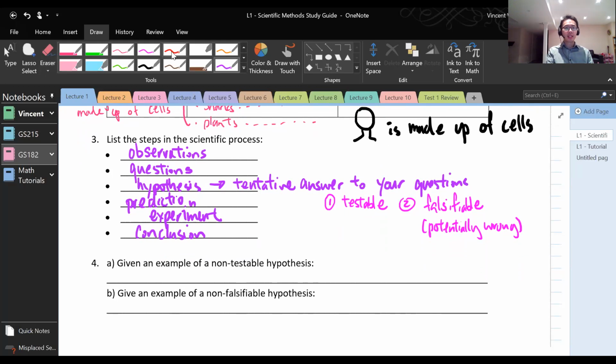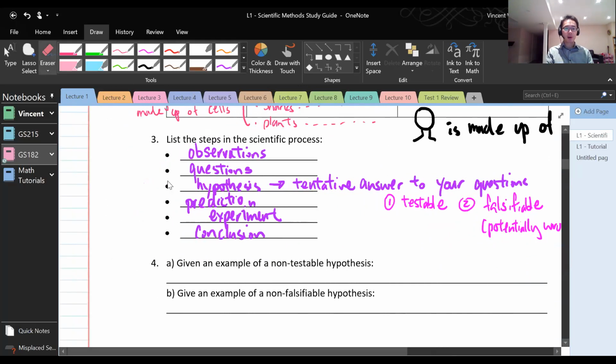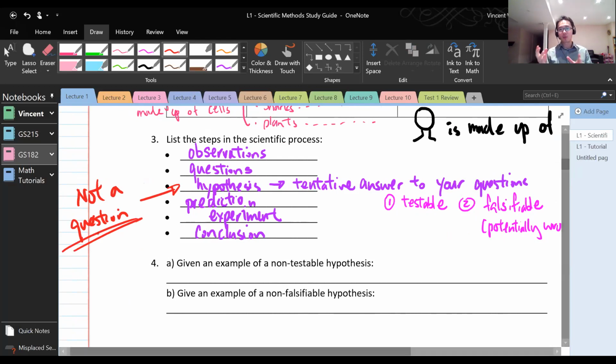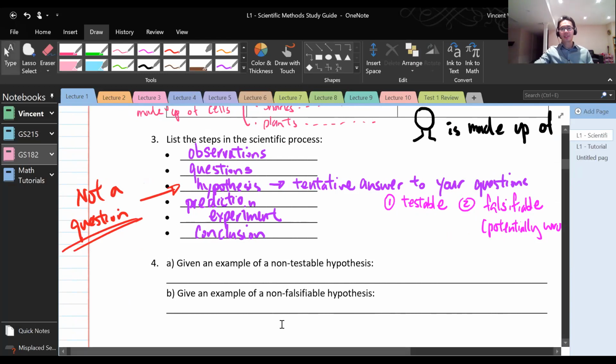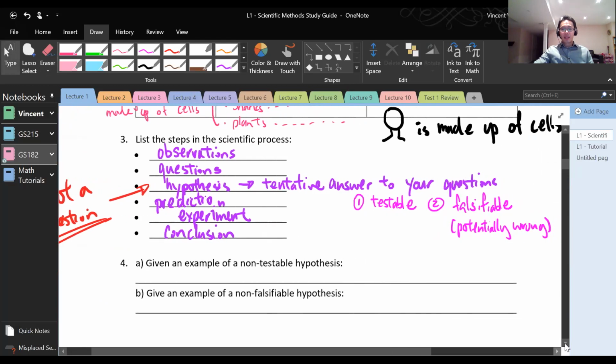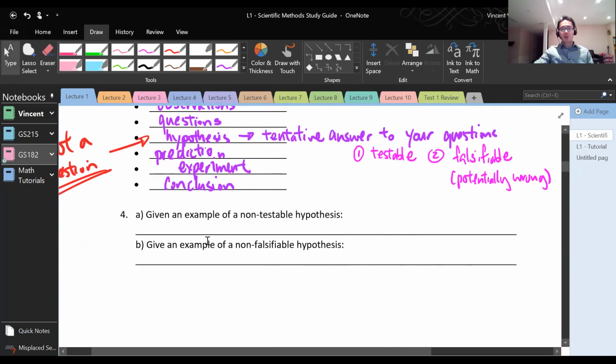Another thing people make mistakes on is that the hypothesis is a tentative answer, so it is not a question. Don't write the hypothesis as a question. In the lab that you will do later on, I'm going to ask you to write some hypotheses. Just make sure you are writing a statement rather than a question. You don't answer a question with a question, right? So as I mentioned, in order for the hypothesis to be valid, it must be testable.